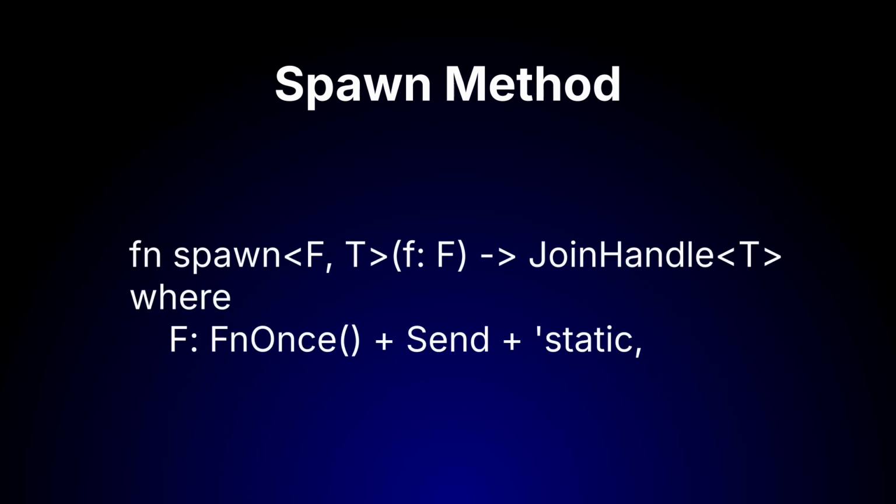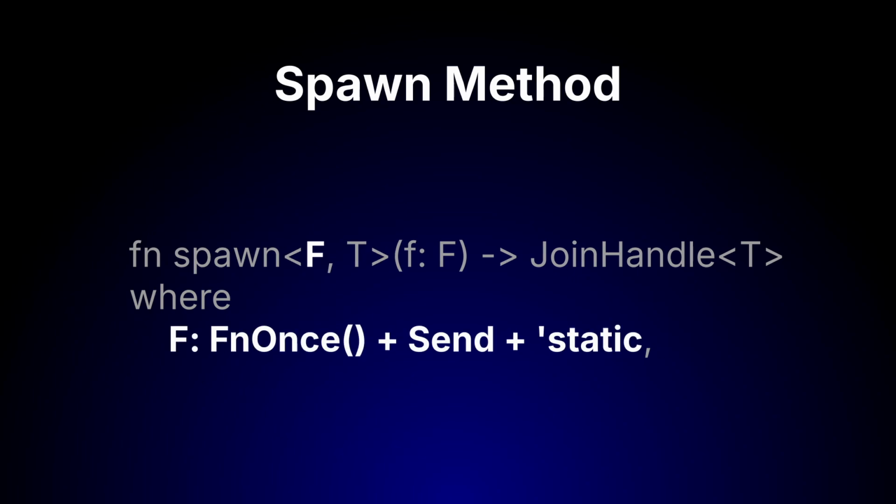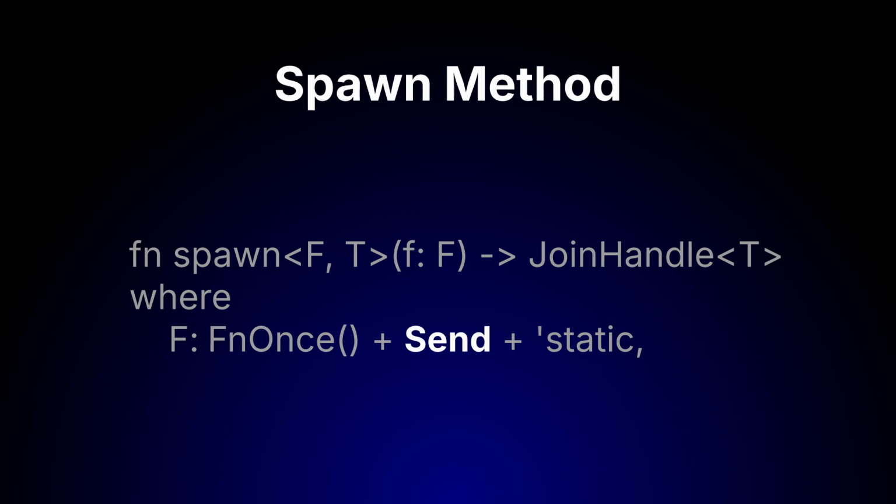You need to understand here what spawn method is doing. This is a representation of the spawn method signature. It has two generic types, F and T. F represents three things. Firstly, it's a closure and implements the trait FnOnce. Secondly, this F type should implement the Send trait.